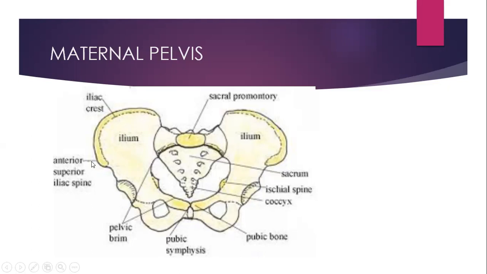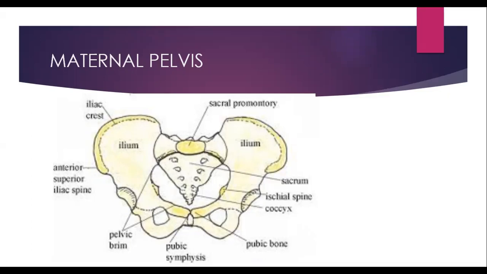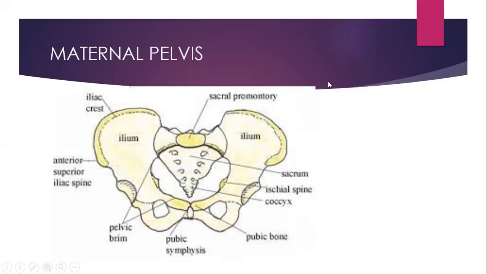Anterior superior iliac spine. So these are the landmarks on the maternal pelvis. The maternal pelvis is mainly divided into 3. So which are they? We'll talk about the true pelvis first. In the true pelvis, we have inlet, cavity, and outlet. Next one is the false pelvis.